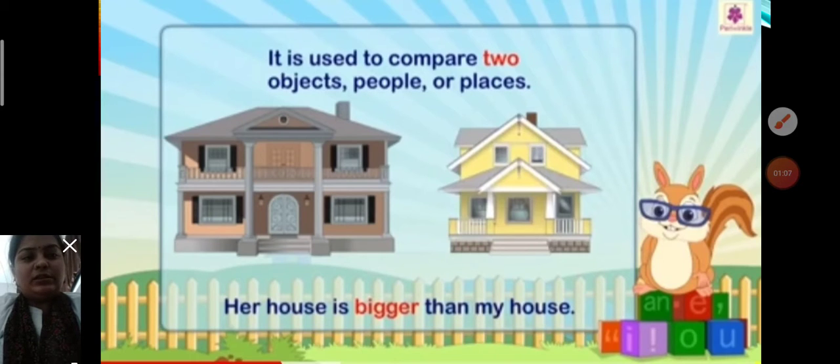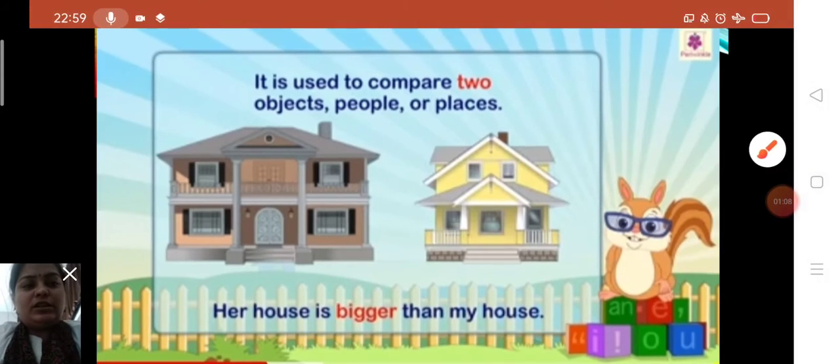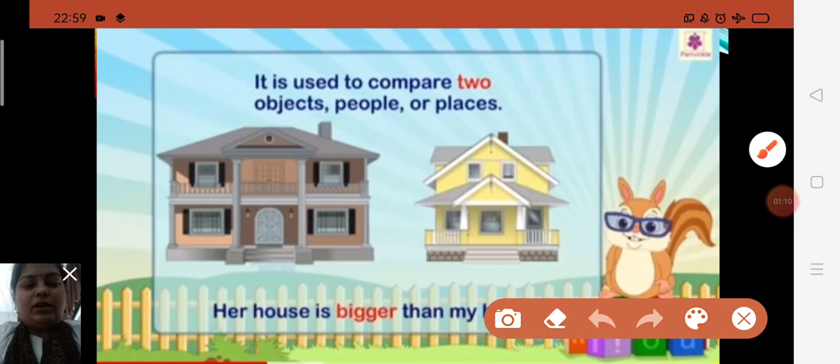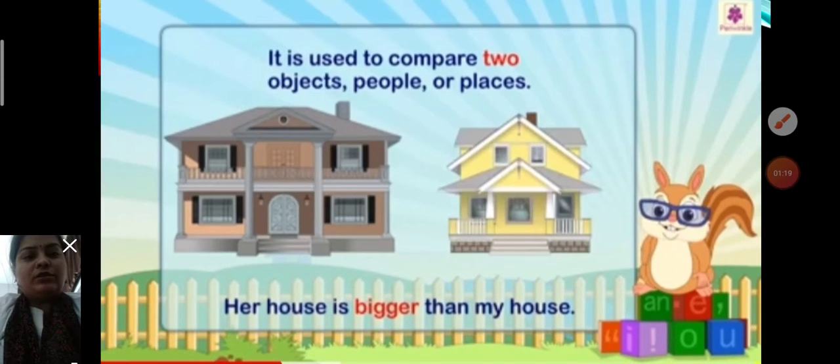As you can see in this picture, children, there are two pictures. There are two houses. It is telling that her house is bigger than my house. It means there are two places, so there is a comparison. Which house is bigger? It compares two objects, two people or two places.